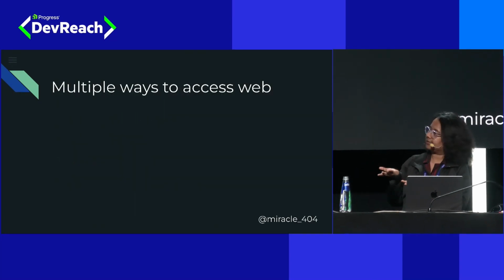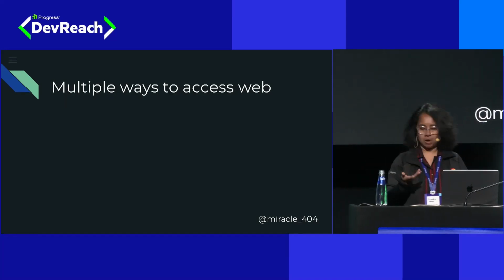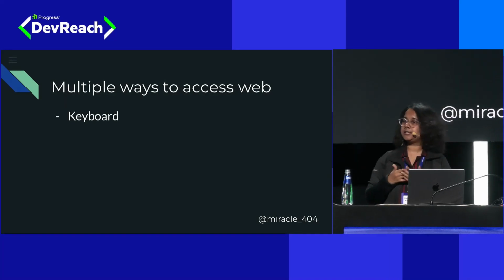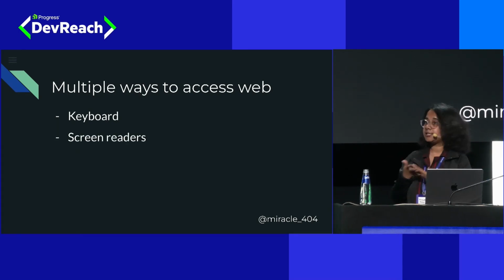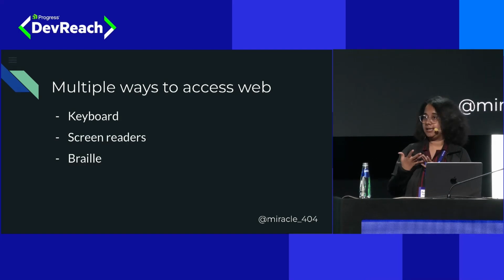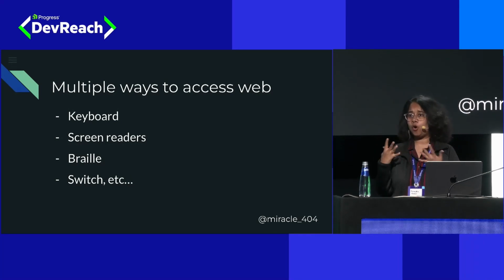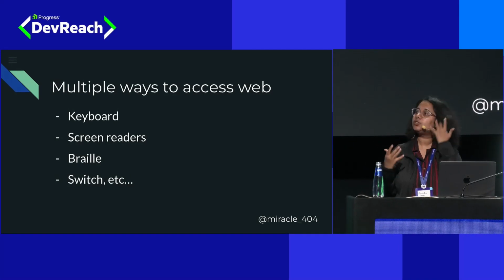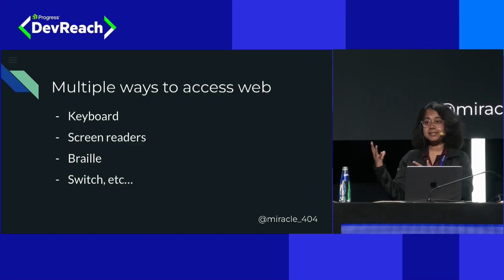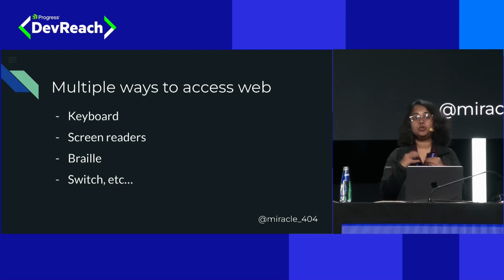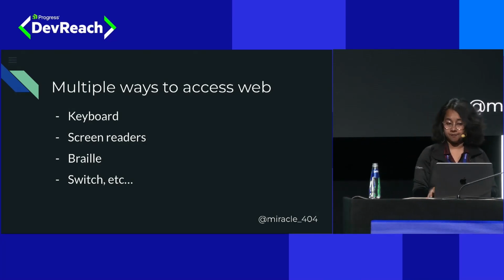So there are different ways in which users can access the web. There is, of course, mouse. Apart from that, there is keyboard. Some users might just be using keyboard. There are screen readers. There are braille displays, switch, screen magnification, and so on. There are many ways in which users can interact with web, many assistive technologies. And hence, whenever we are building something, we need to think of all the ways in which our user might be interacting with the web.